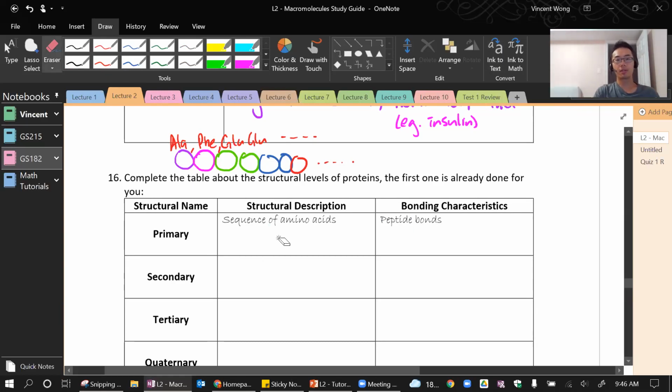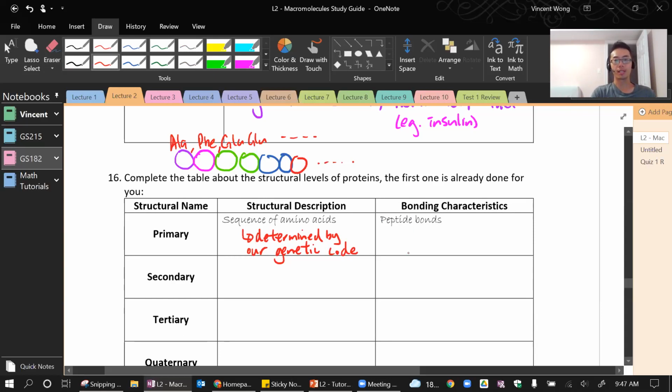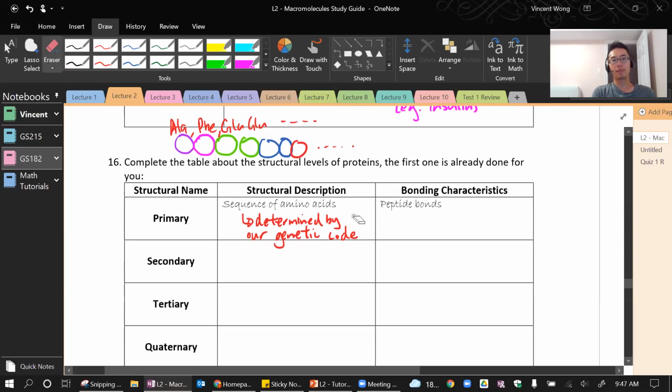The primary sequence of amino acids is determined by our genetic code. If you took biology in high school, you might remember how that works. If you don't remember, or if you haven't taken biology before, that's okay. We will learn about it in, I don't know, lecture 6 or 7, something like that. We'll see.